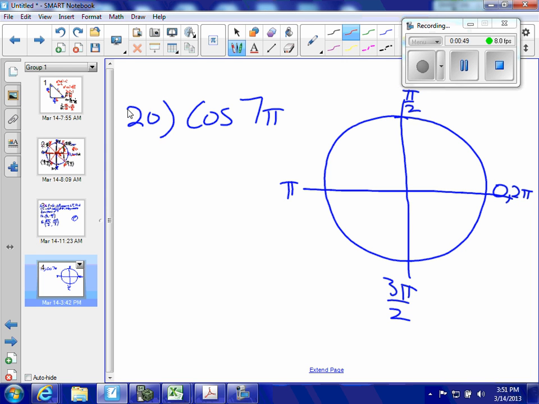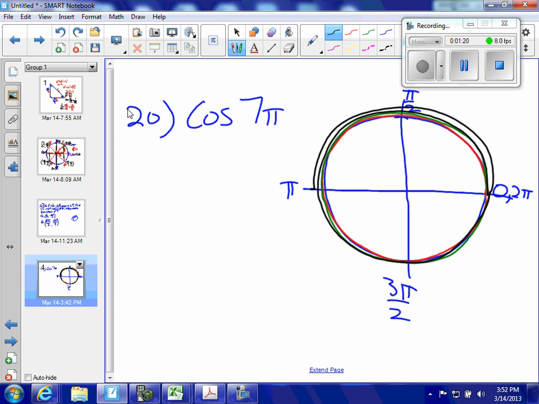So if I want 7 pi, I'm going to go counterclockwise because it's a positive angle. I'm going to go once. That gives me 2 pi. And then I'll do it again for 4 pi. So I've gotten 4 pi. And then I'm going to go again for 6 pi. And then one more pi gives me 7 pi. So my angle 7 pi is right there.